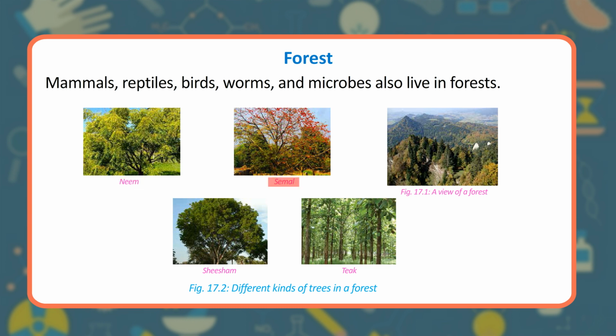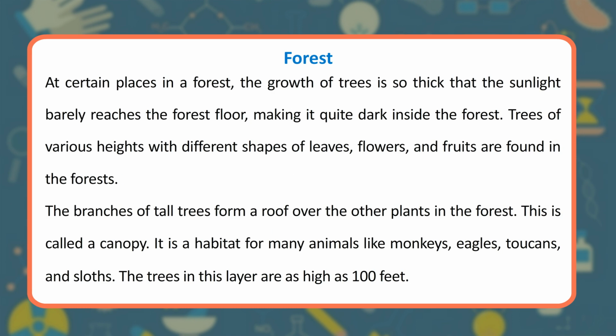Neem, semal, shisham, teak. At certain places in a forest, the growth of trees is so thick that the sunlight barely reaches the forest floor, making it quite dark inside the forest. Trees of various heights with different shapes of leaves, flowers, and fruits are found in the forests. The branches of tall trees form a roof over the other plants in the forest. This is called a canopy.